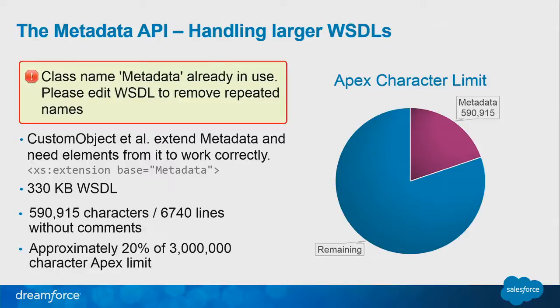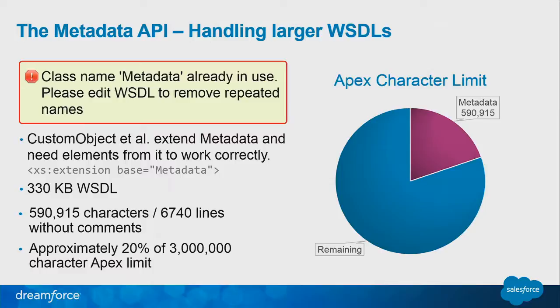About 600,000 characters at least. Now when you've got 3 million within your normal org limit, that's about 1/5 of your available Apex code just to get the required Apex classes to call it. That's before you've written any test cases or actually even made a callout to it. So there's a big cost in bringing that entire WSDL in.